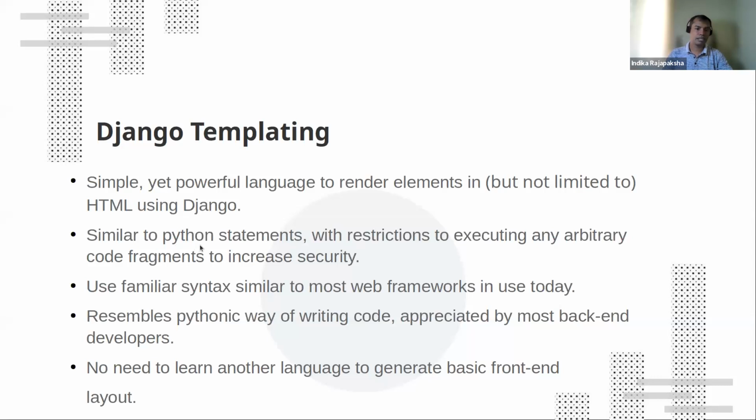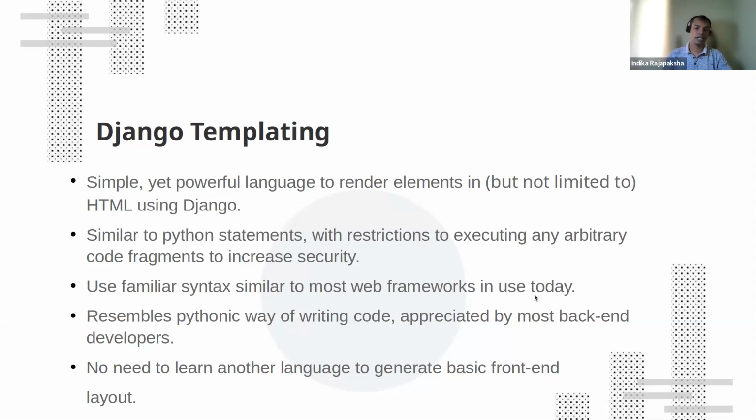This template language is similar to Python statements, but there are some restrictions when you're executing the code, because it doesn't allow you to execute any programmable things like accessing the file system and other stuff, right? This is a design decision taken by the Django developers, because it is working in a web environment. So there should be maximum security when you're executing the code, right? Still, you can use familiar syntax, which is similar to web frameworks used today, right?